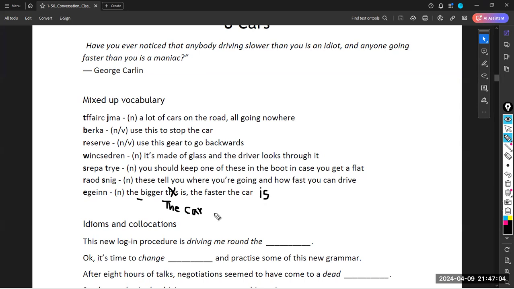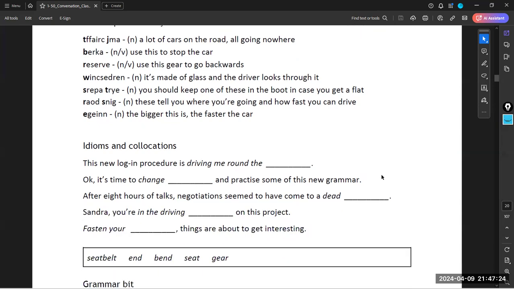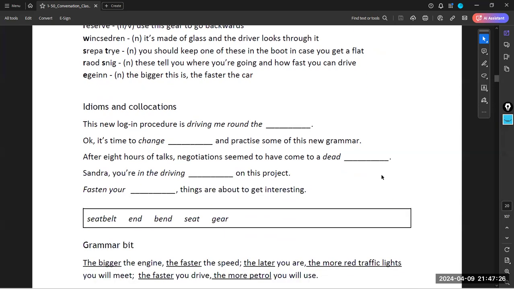Okay, so this is it. For example, the more you study, the better you will be. So notice that I use two independent clauses, which is compound. So be careful, you cannot use one compound and one complex, because this is completely wrong.